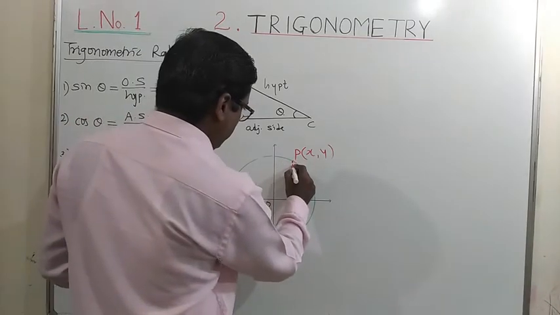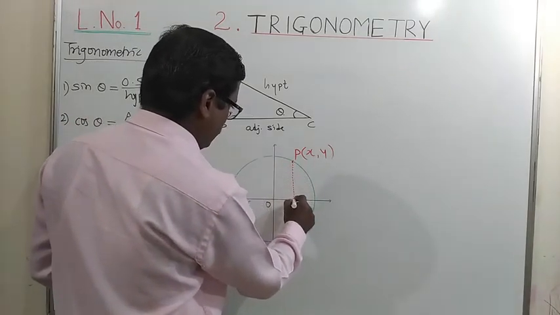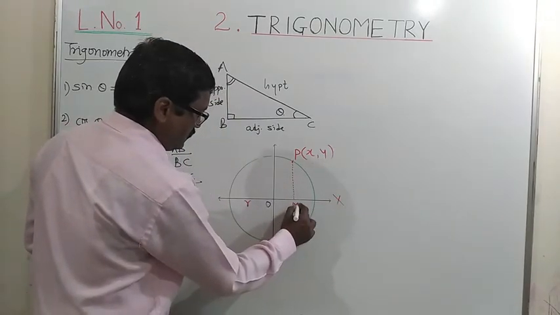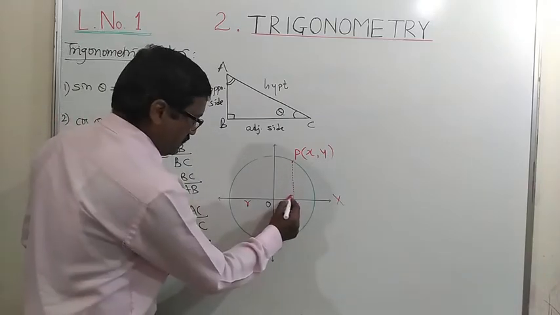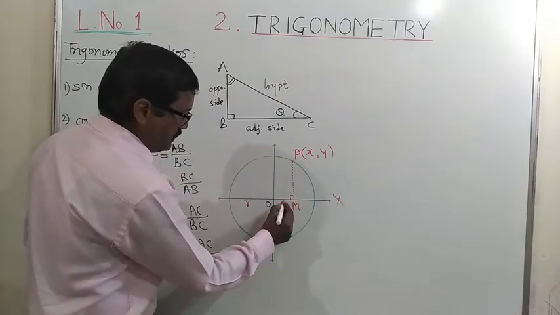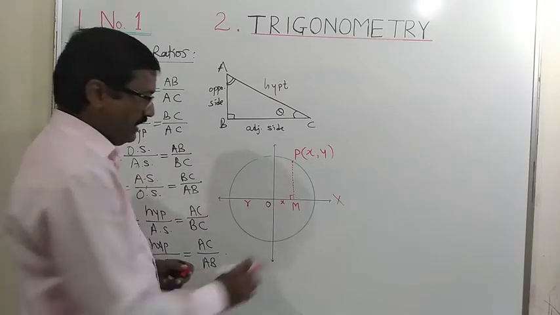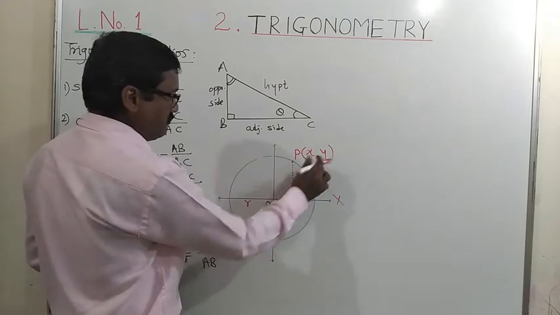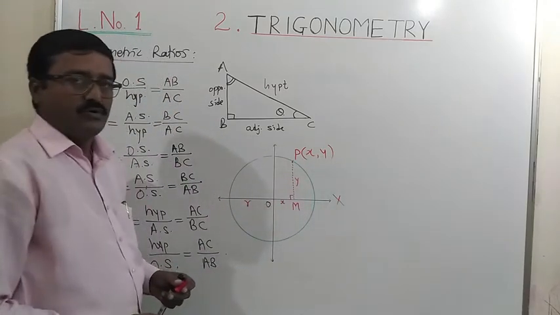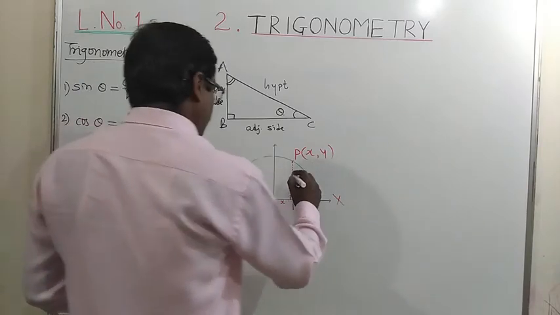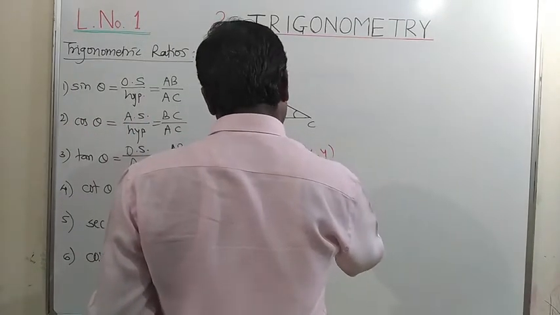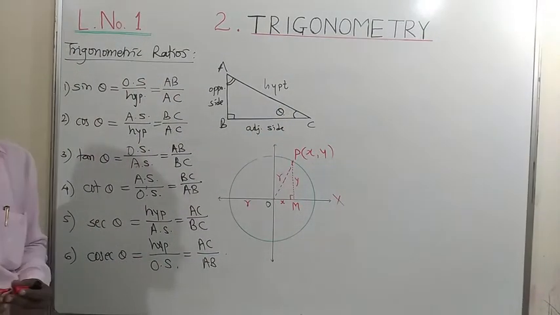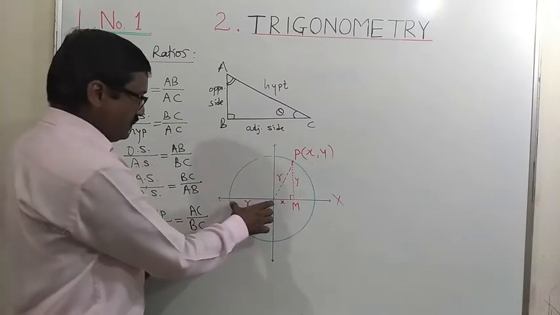To find that, let us draw a perpendicular on the x-axis. Suppose M is here. Then this distance OM is nothing but its x coordinate, and this distance PM, that is the distance of point P from the x-axis, is nothing but the y coordinate. So this PM is nothing but y. And if we join this point to the center, then it will be r, that is the radius of the circle. This is equal to r.